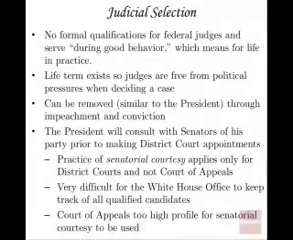So judicial selection, how does that work? There are no formal qualifications for federal judges. So in fact, I know it sounds ridiculous, but if President Obama appointed a 2-year-old to the Supreme Court, technically there's nothing unconstitutional about that. Now again, with the ridiculous nature of that appointment, the 2-year-old is more than likely not going to get appointed or confirmed by the Senate.